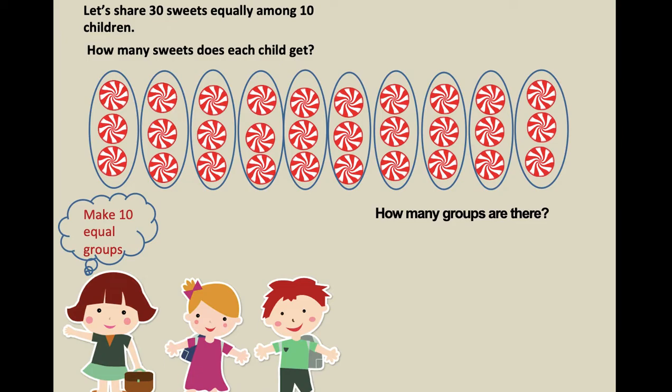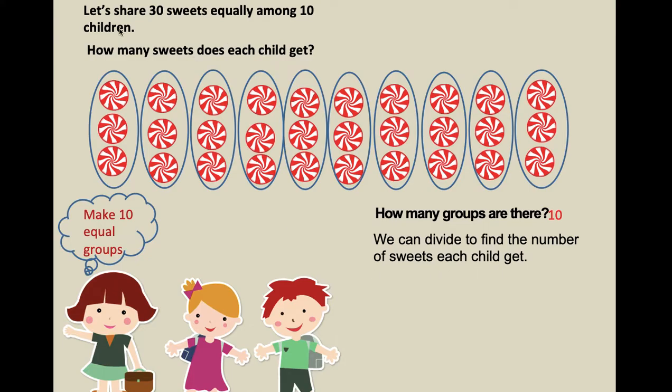Okay, now next. How many groups are there? So I distributed 30 sweets. Can you guess how many groups are there? Well done. So we have 10 groups. 1, 2, 3, 4, 5, 6, 7, 8, 9, 10. So I have 10 groups. So we can divide to find the number of sweets each child gets.